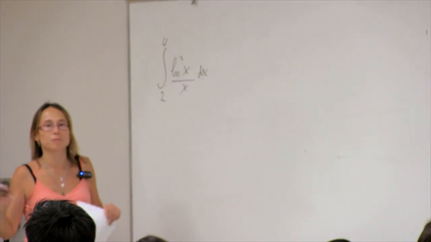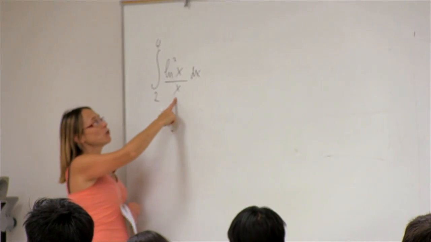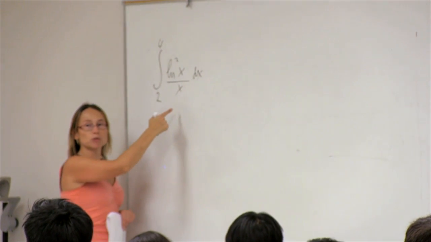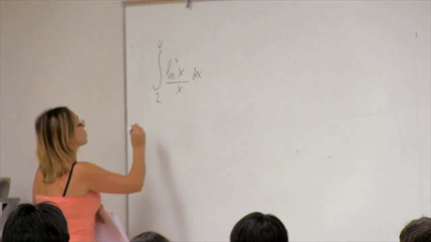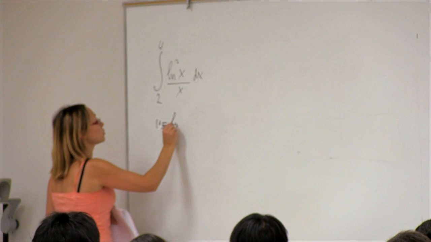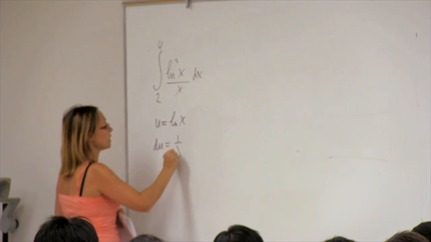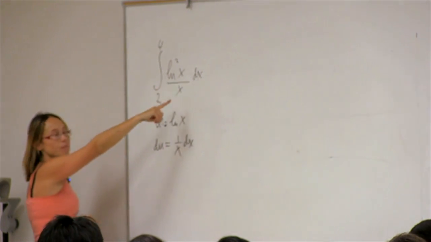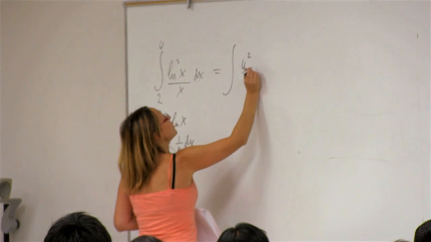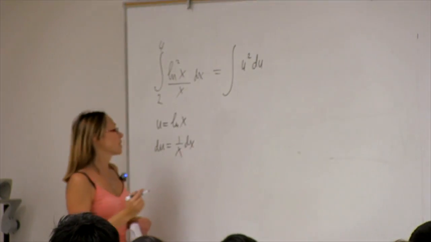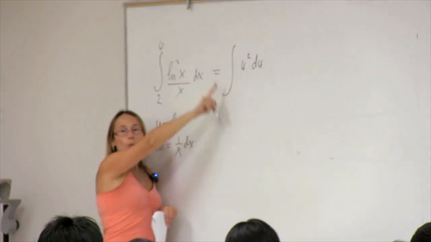That's the only difference. So I notice that I have log x, and I notice that I have a derivative of log x here. What's the derivative of log? 1 over x. So a good choice of u would be to set it to be log x, which gives me that du is 1 over x dx. So here I have u squared du. Right? I rewrote it.